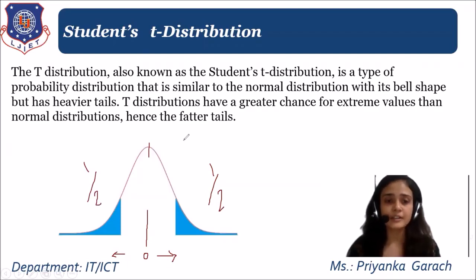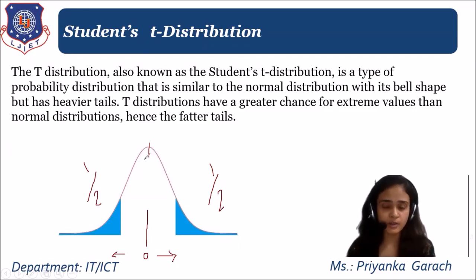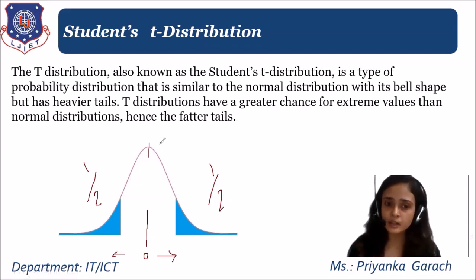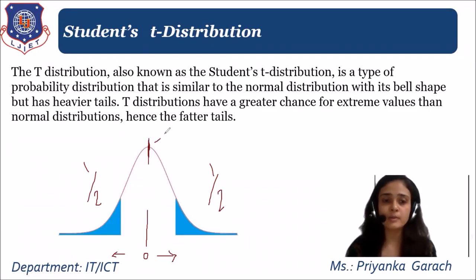Also remember that this student t distribution is very similar to the normal distribution because it is symmetric on both sides, that is, half on this side and half on this side. For a symmetric distribution, the mean, median and mode always lie at this particular point. So what will be your mean, median and mode value? It will be 0, like this.